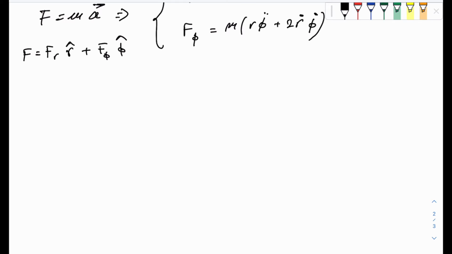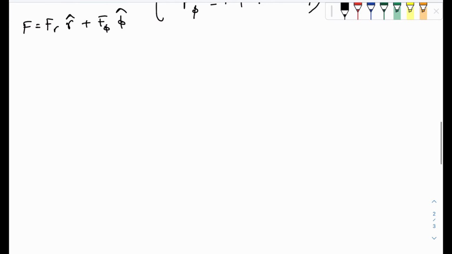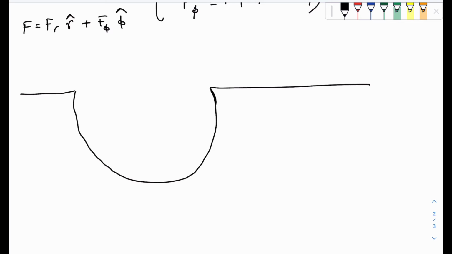And now we can come up with an example. Let's suppose that we have a half circle like this, and we have a skateboard here. So here is the radius of this half circle, r, and we want to know what the equations of motion are.